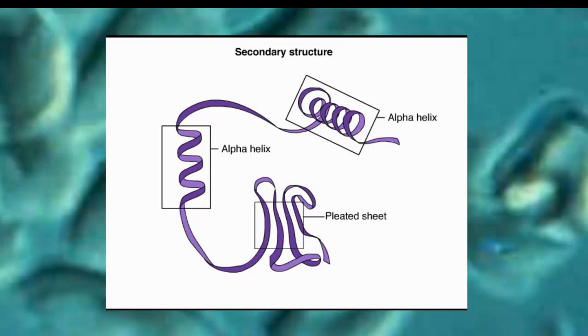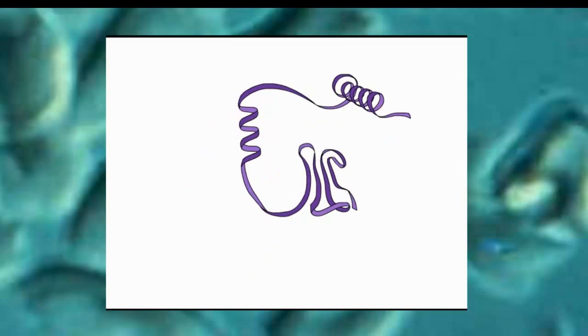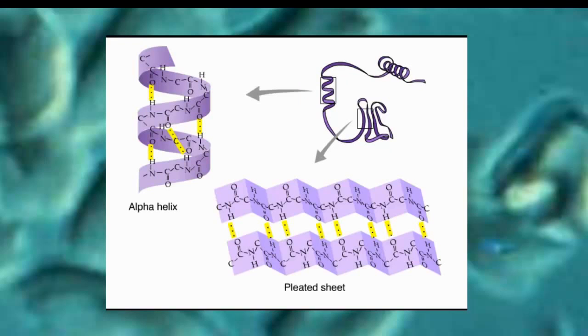Another is the pleated sheet, where the chain folds back on itself, or where two regions of the chain lie parallel to one another. Secondary structure results from hydrogen bonding between atoms along the polypeptide backbone. Oxygen and nitrogen atoms along the backbone are highly electronegative, giving them partial negative charges and leaving nearby hydrogen atoms with partial positive charges. These negatively and positively charged atoms are attracted to one another at regular intervals along the chain, causing parts of the protein to twist or fold back upon itself.